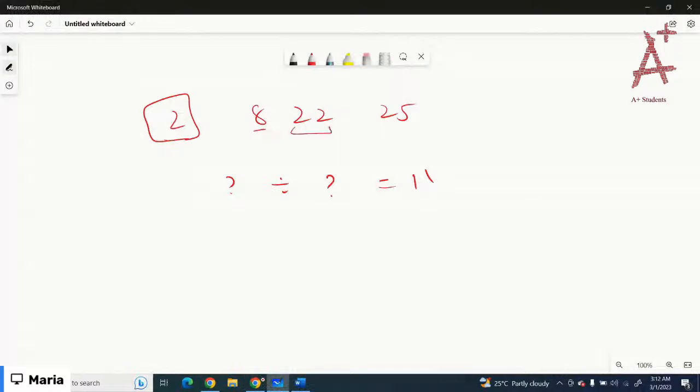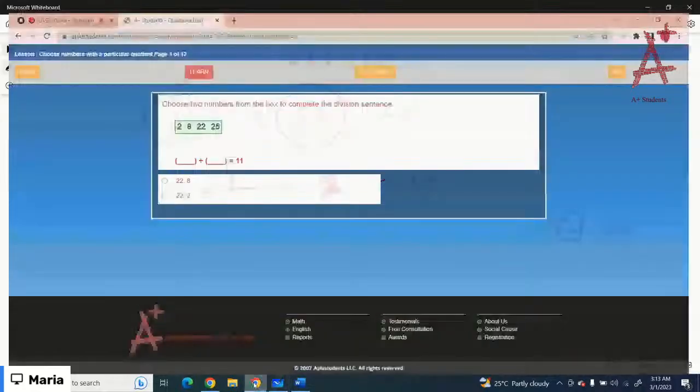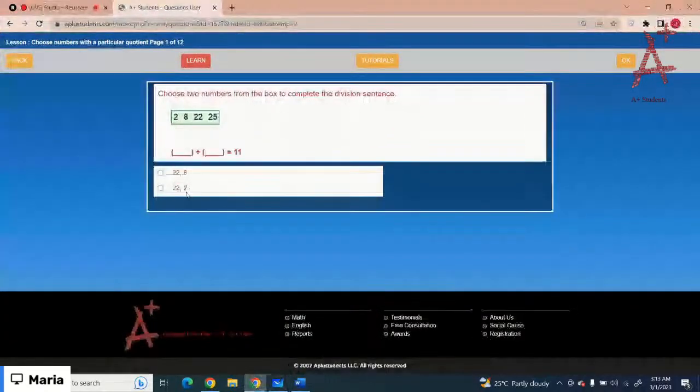Just look at this number. Here you have 22. 22 is a multiple of 11. 11 times 2 makes 22, isn't it? That means the first number is 22. Now the second one, 11 times 2. 2 is here. That means 22 divided by 2 equals 11. So the two numbers are 22 divided by 2. Option number 2 is the correct one.